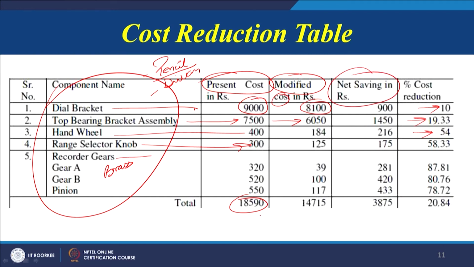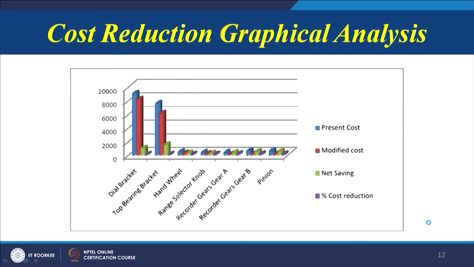So, we can see by minor modifications of material and change in the design, we are able to save 3,875 rupees per unit, and if you multiply it with the number of units, we can see what is the overall savings for the organization. So, here we can again see dial bracket, the data is represented again, the blue towers are representing the present cost and the red ones are showing the modified cost.